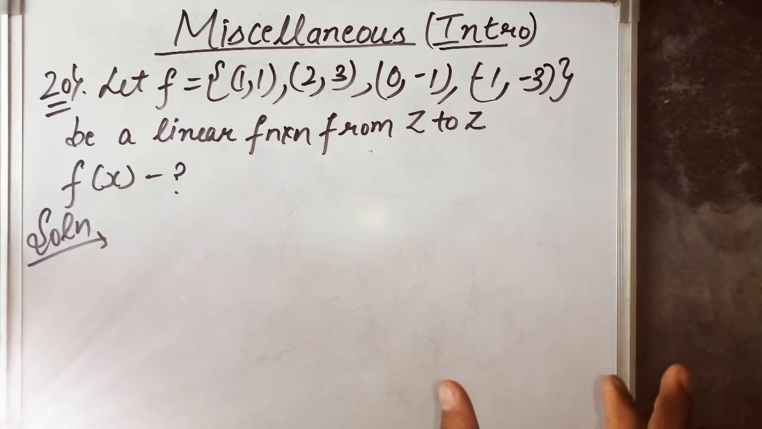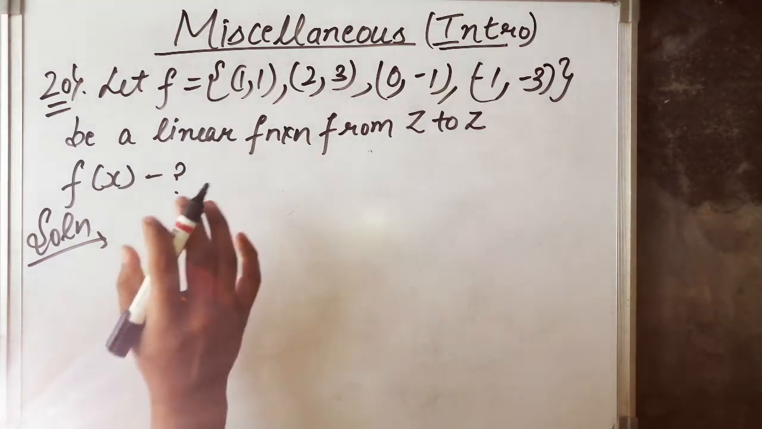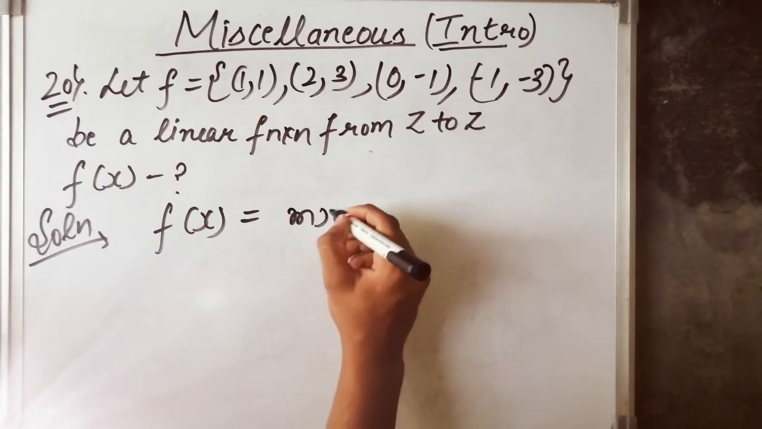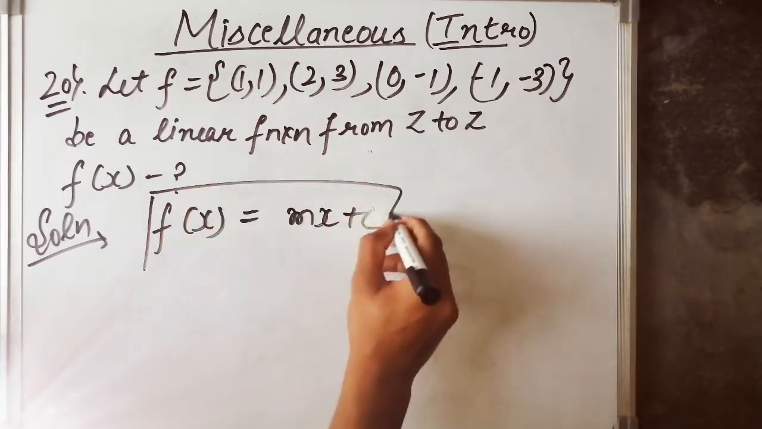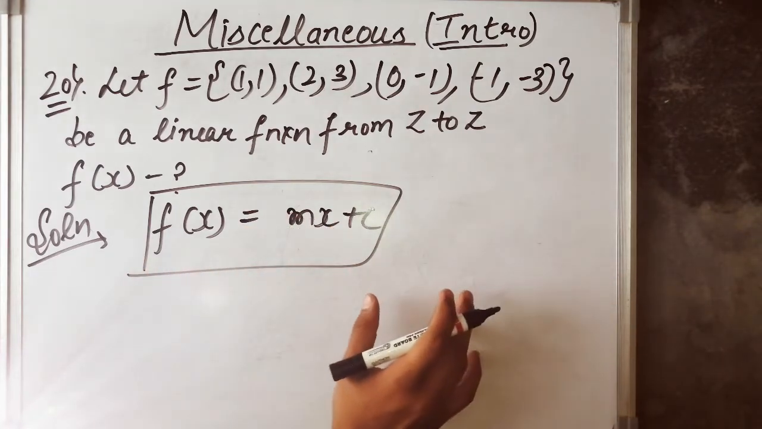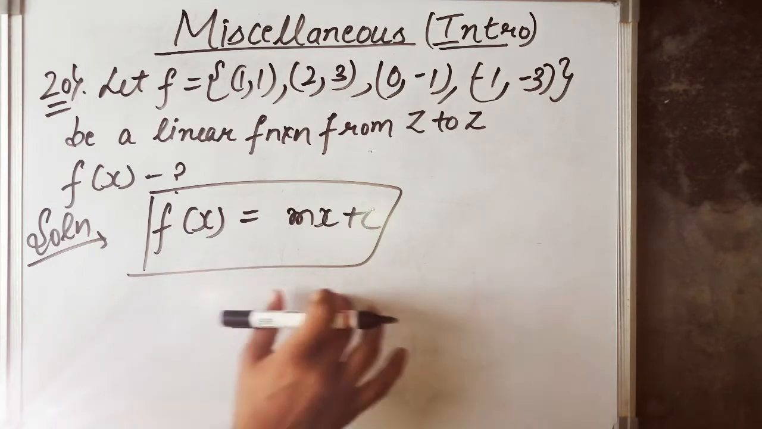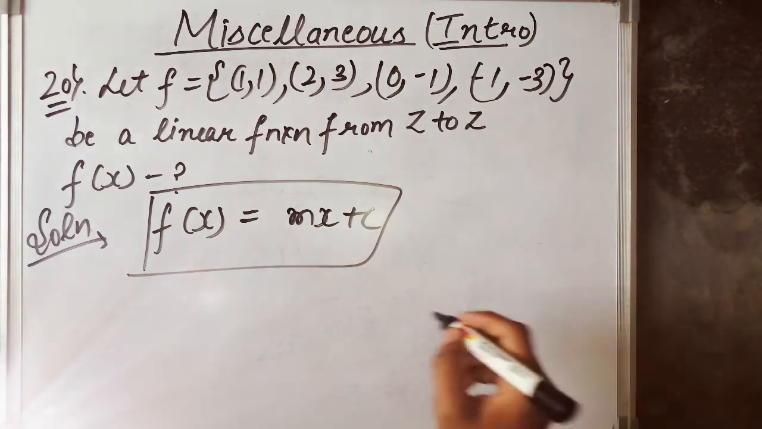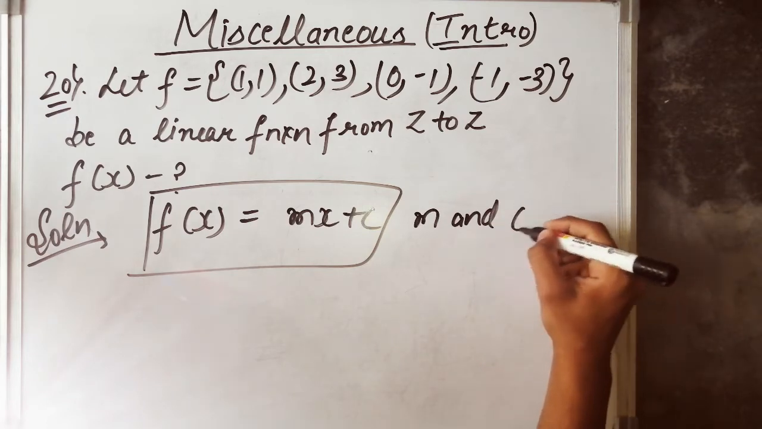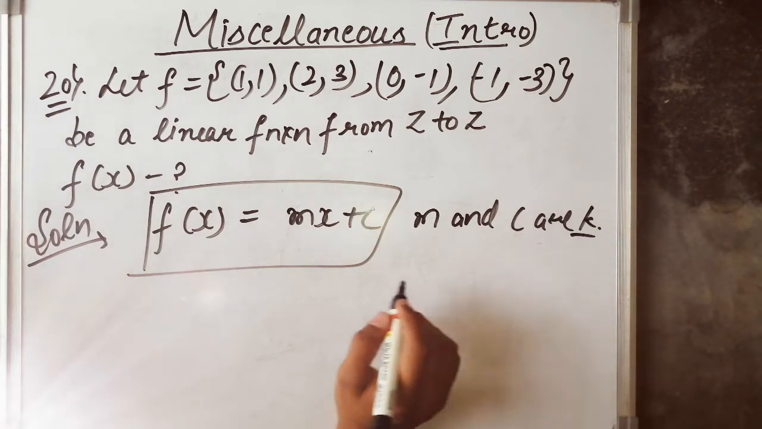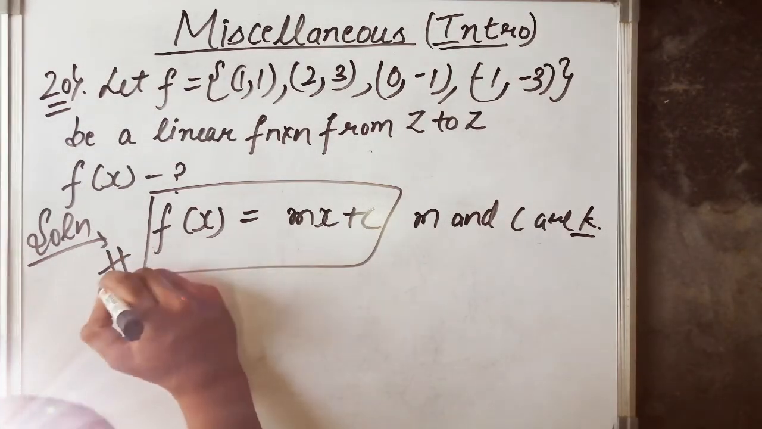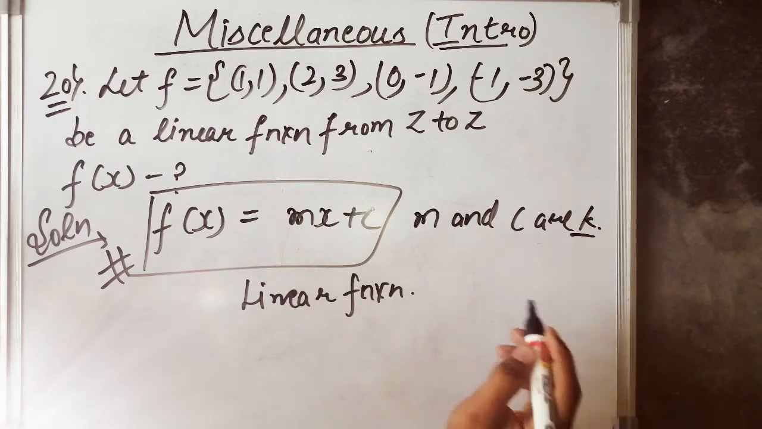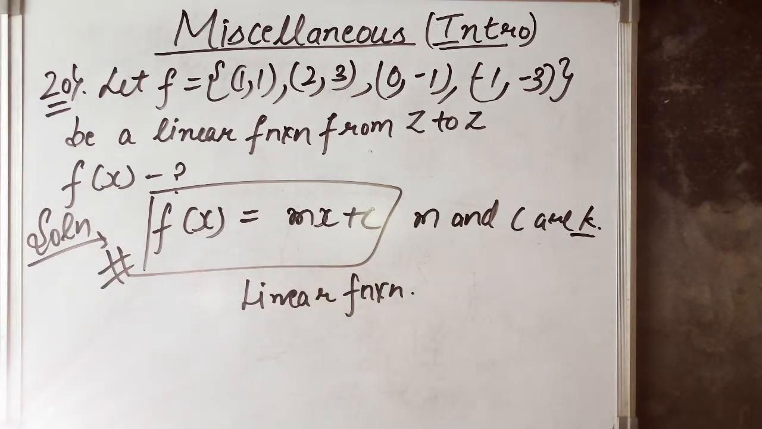Okay students, there is an important point. If there is a linear function, you can simply write f(x) equals mx plus c, where x belongs to the real numbers. This type of function is called a linear function, where m and c are constants. I am writing here m and c are constants, k for constant. I am going to erase this, and before that you can write it down in your notebooks.